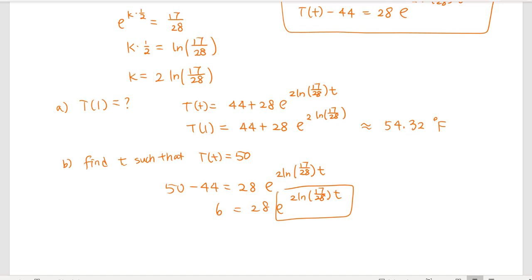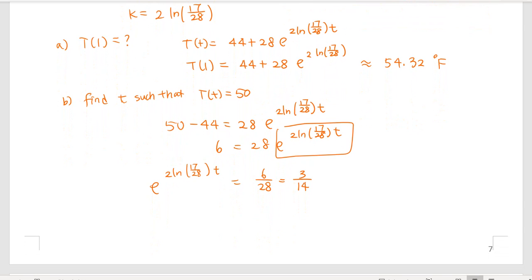Now we want to solve for t, so we divide both sides by 28 and move this to the left. Then we have 6 over 28. That's actually 3 over 14, right? Apply natural log on both sides. So natural log of 3 over 14. Then t is natural log of 3 over 14 divided by 2 times natural log of 17 over 28.